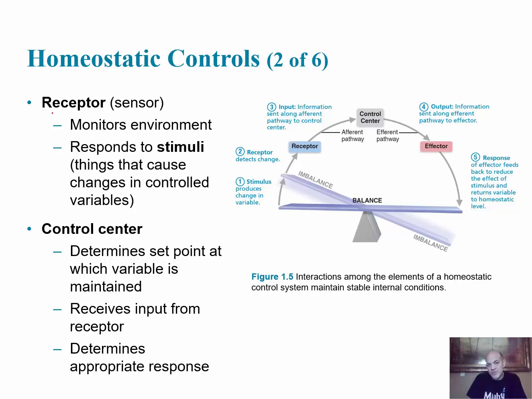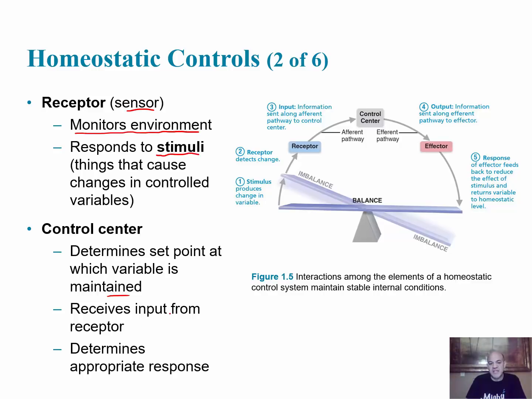So let's look at defining these components. The first one is a receptor or a sensor, and the receptor is going to monitor the environment, both external and internal. The receptor is going to respond to a stimulus or stimuli, which are things that can cause changes in your variables, like body temperature or blood sugar. Then we have a control center. The control center is going to determine the set point at which the variable is maintained. For example, a set range for body temperature.